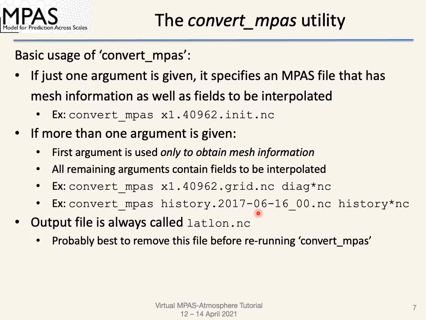The output from the Convert MPAS utility is always a netcdf file called lat-lon.nc, and although the program tries to be clever and to append records to existing lat-lon files, it's actually probably much safer if you just remove any existing lat-lon.nc file before you rerun the Convert MPAS utility. And by default, all of the output is interpolated to a 1/2 degree lat-lon grid, but this is something that you can change, as we'll see in just a couple of slides.